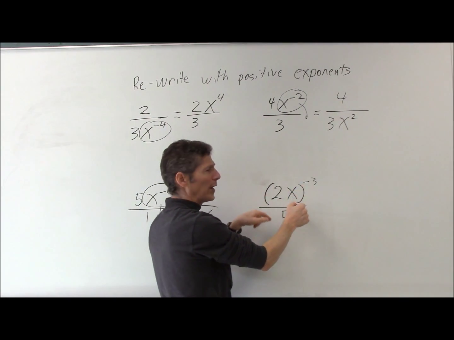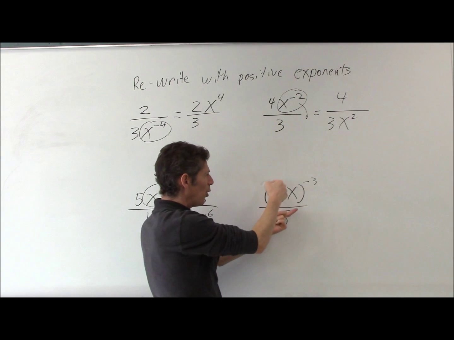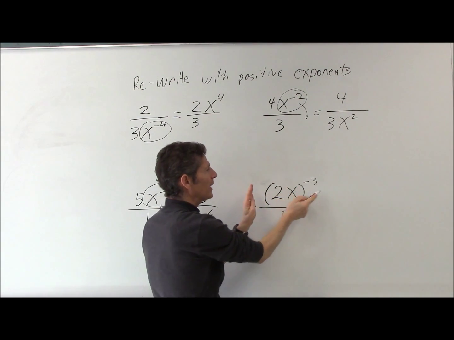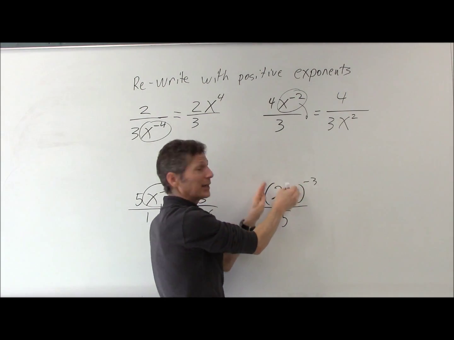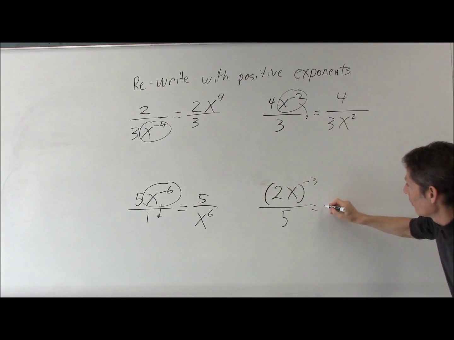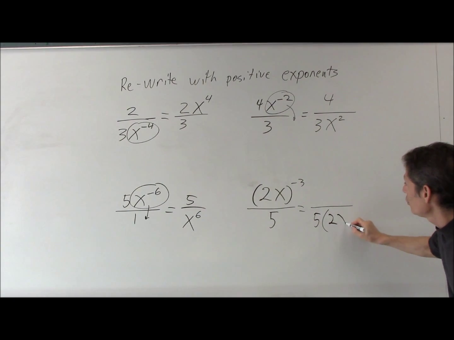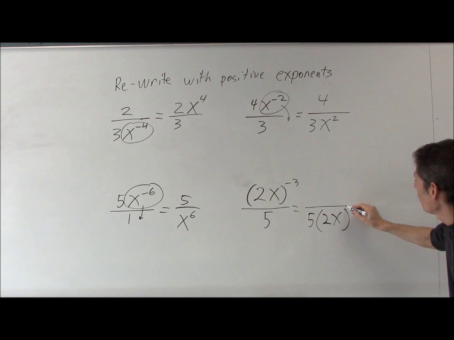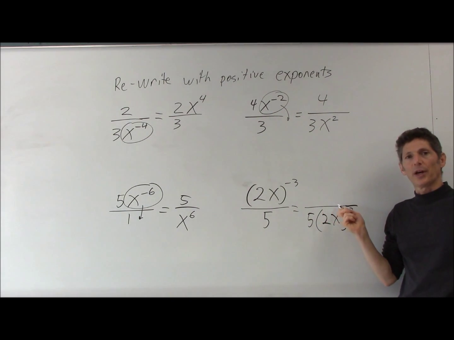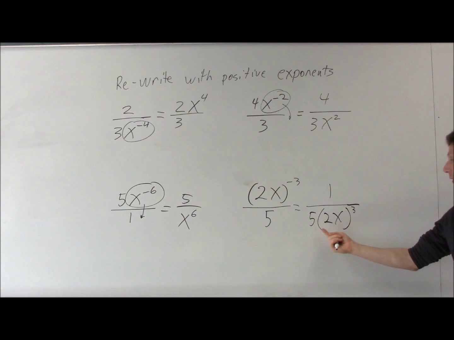Also, something that bothers students a little bit. Now I have parentheses. Sometimes students just drop parentheses. Stop doing that. This whole thing is in parentheses. This whole thing is raised to the negative 3rd. These guys are attached. I'm going to move this whole guy downstairs. Here we go. This is going to be a lot of work. 5 stays where it is. 2x to the 3rd. What's upstairs? I think a 1 is, in fact, up there. Very nice.